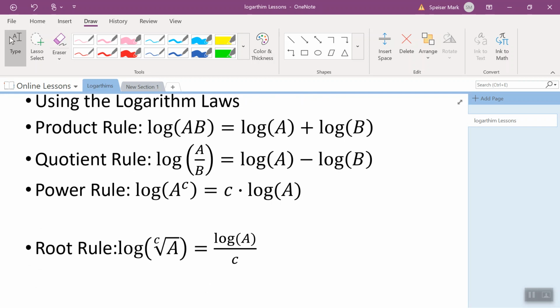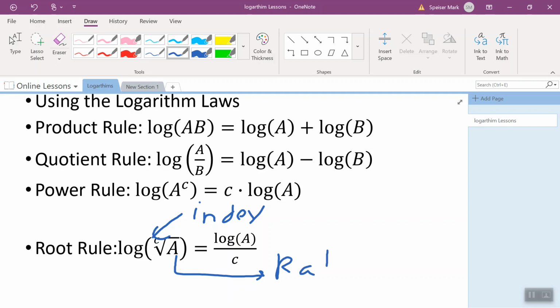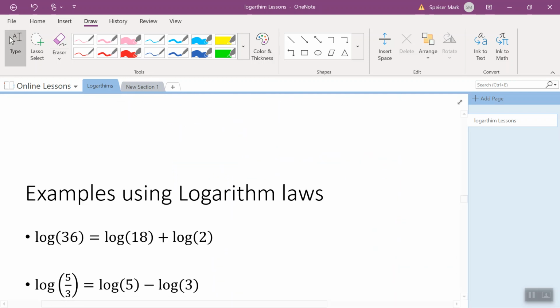Also, sometimes listed as the root rule: log of the Cth root of A is log of A divided by the index C. This value right here is called the index, and the number inside the root is called the radicand. Just reminding you of some terminology I may use in this video, because I like to use mathematical terminology. Let's go on to an example using each rule.